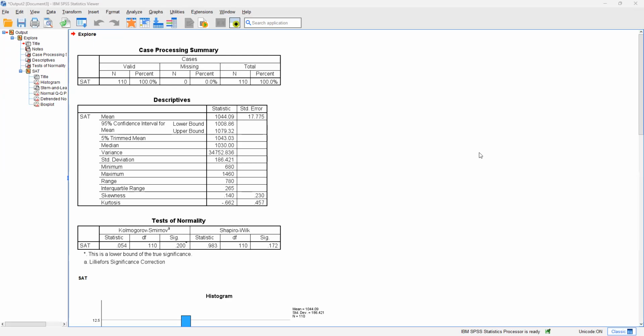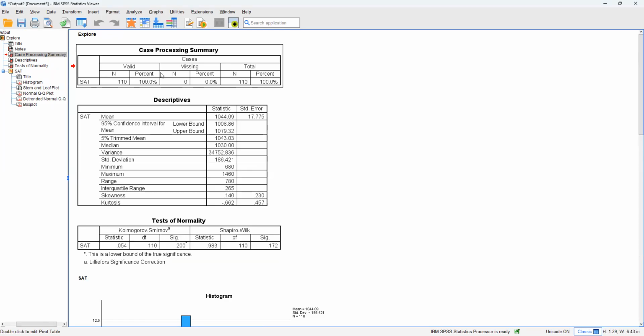And this is the output file that we get with the Explore analysis. So we get quite a few different tables and graphs. The first table just tells us the number of valid cases that we have. So it's the case processing summary table. The number of valid cases we have is 110, 110 students with SAT scores. Then the number of missing cases and the number of total cases. So there are no missing cases for this variable.